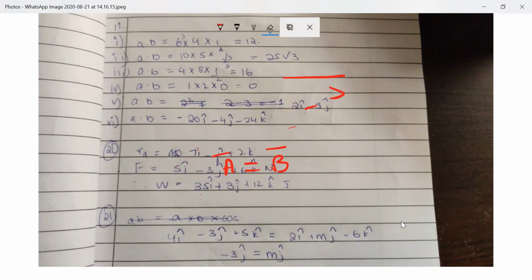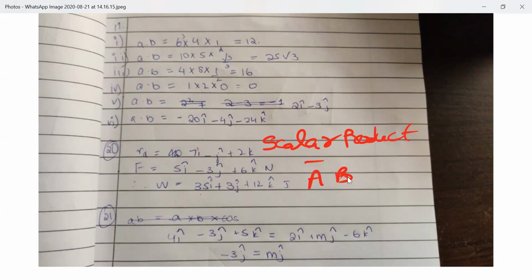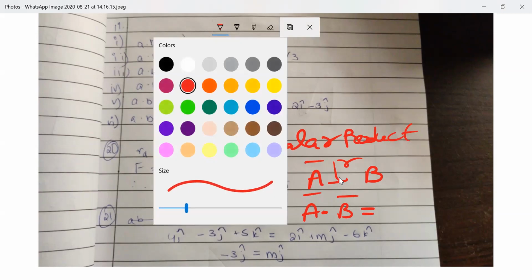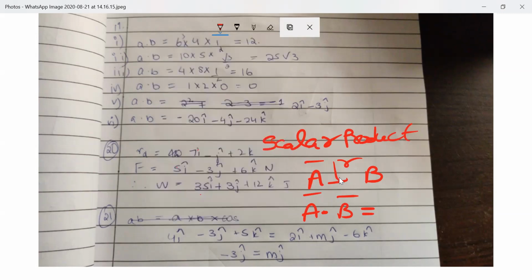Okay. So whenever they are perpendicular, you have to use the scalar product. When A is perpendicular to B, then what is A dot B?